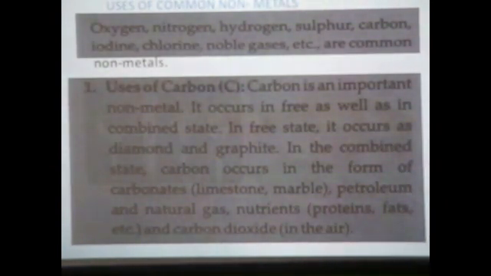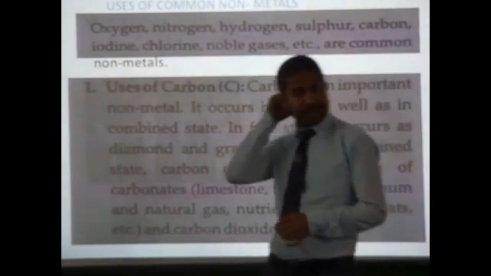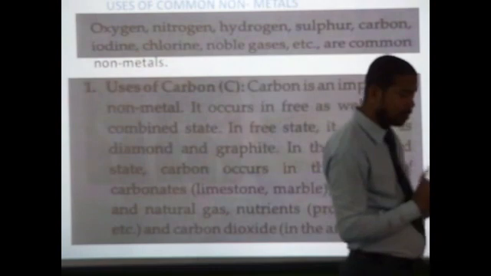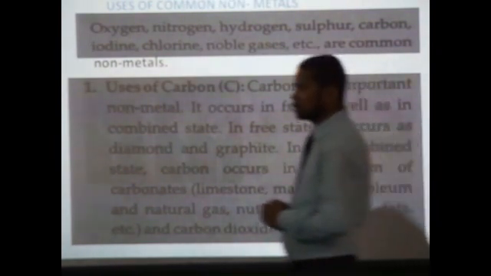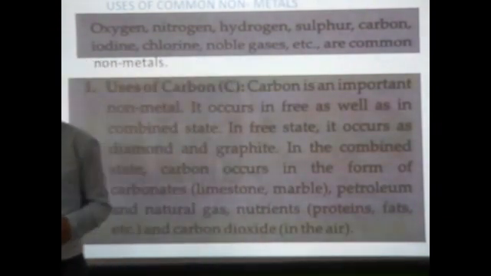And in combined state, carbon occurs in the form of carbonates, generally in limestone, marble, then in the form of petroleum and natural gas also. That means petrol, diesel, kerosene, gasoline, all these contain carbon. They are all carbon compounds. Then nutrients like proteins, fats, carbohydrates, etc. also contain carbon, and carbon dioxide also is present in the air. So this is use of carbon.